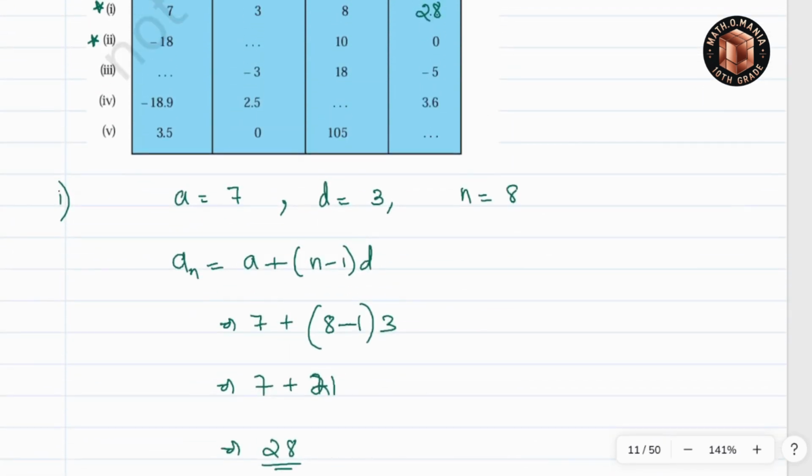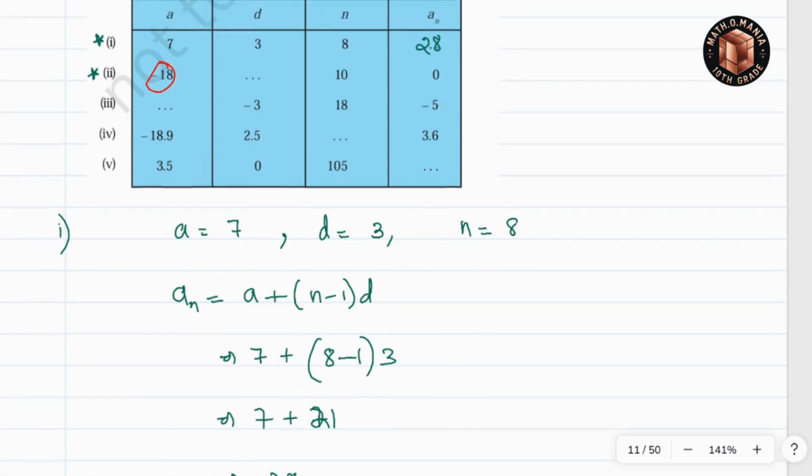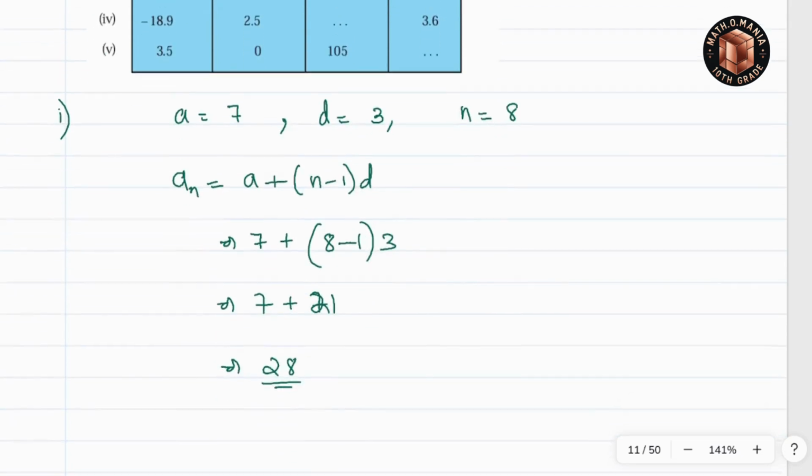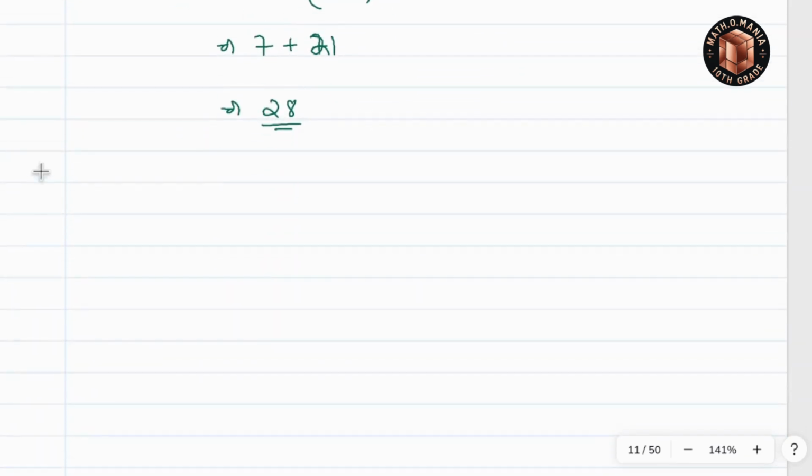Question number 2 says, here A equals minus 18. Then we have to find D here. Let me put D equal to x, and n equals 10 and An equals 0. Now let's find the value. What all things are given? A equals minus 18, D is unknown because I don't know the value of D, so I will put D equal to x. Here n equals 10, An equals 0.